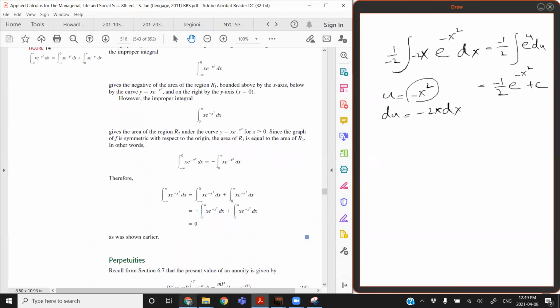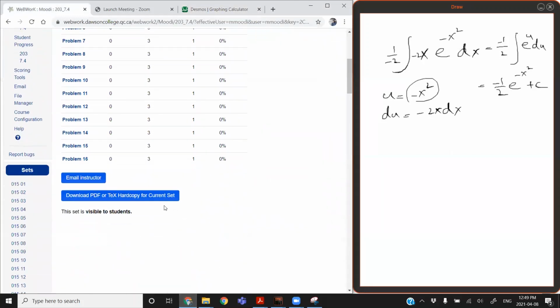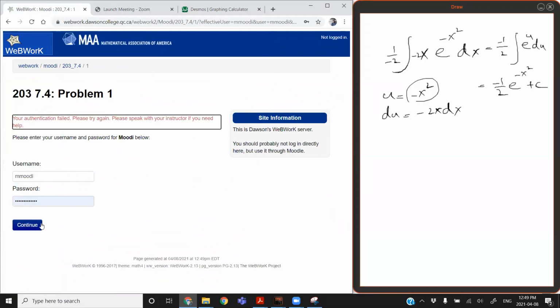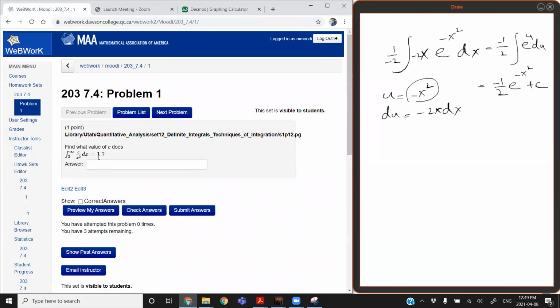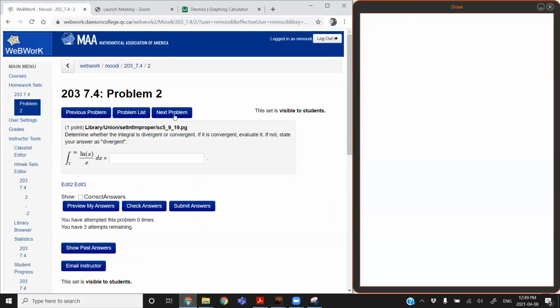Okay, so let's just work on one of the problems from WebWork, and then I'm going to let you start working on the rest of the problems from 7.4. So this first one is 1 over x squared. That was one of the examples we did in the book. Let's do this one. Integral from 7 to infinity of ln of x over x dx.